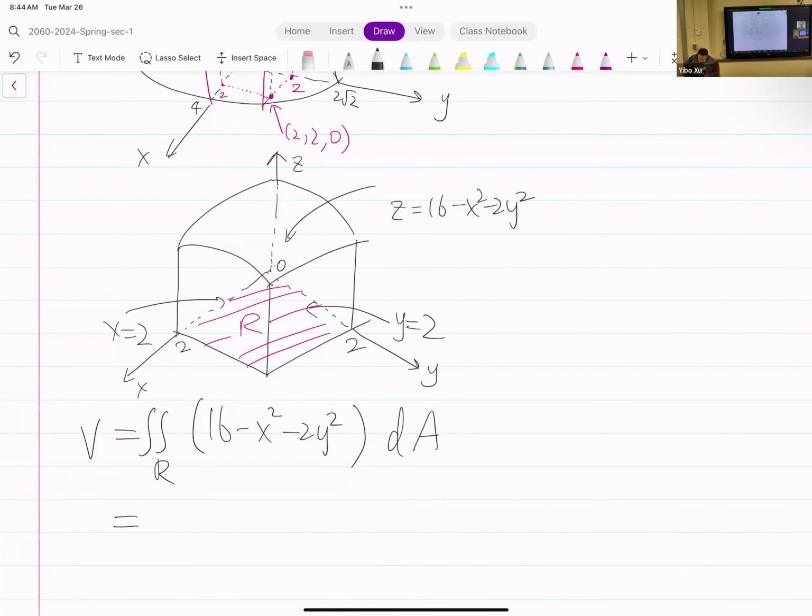So here basically x goes from 0 to 2. y also goes from 0 to 2. So here let's just do dx dy. Okay, so we integrate x first and then y.